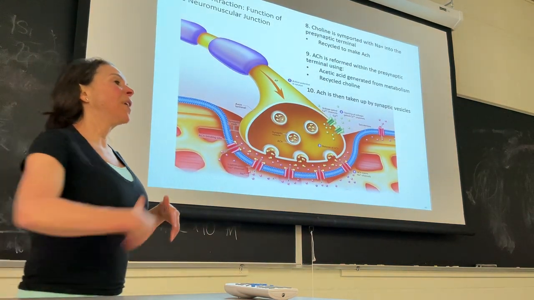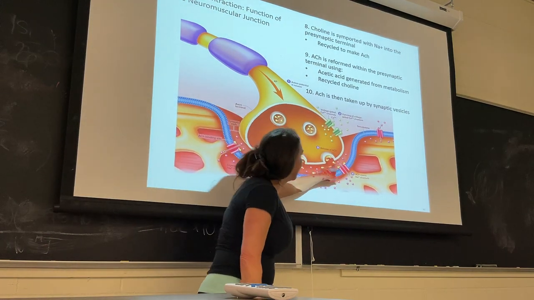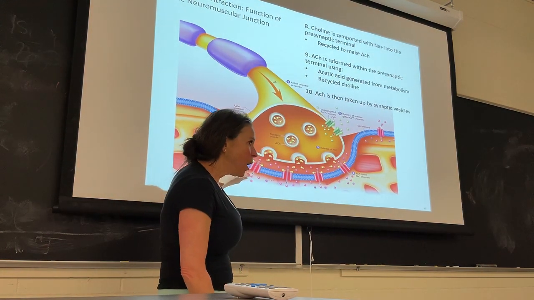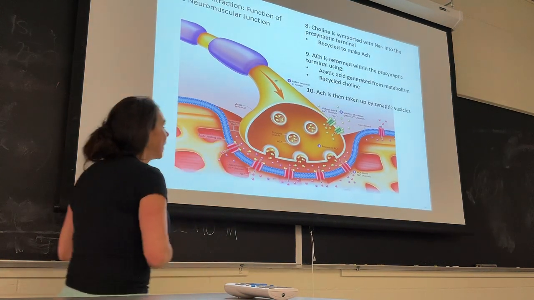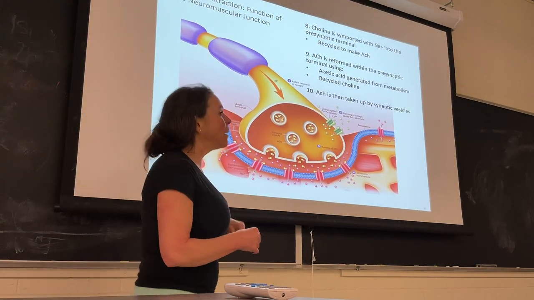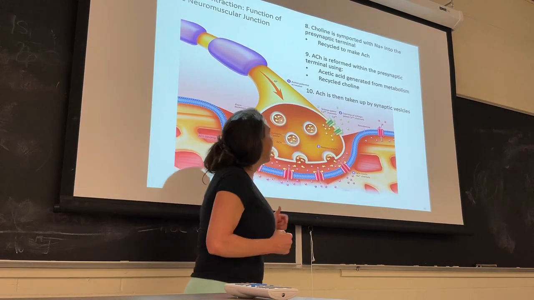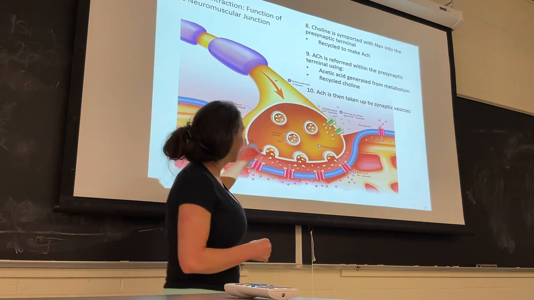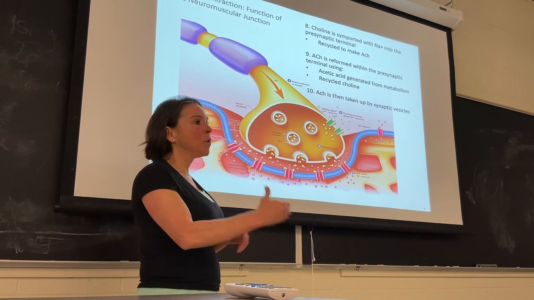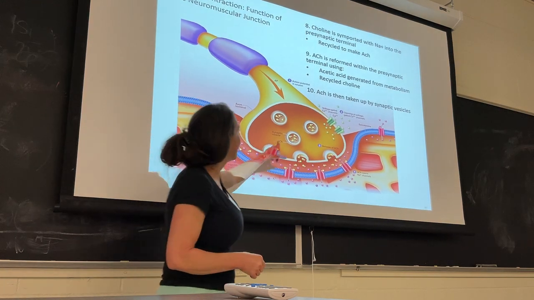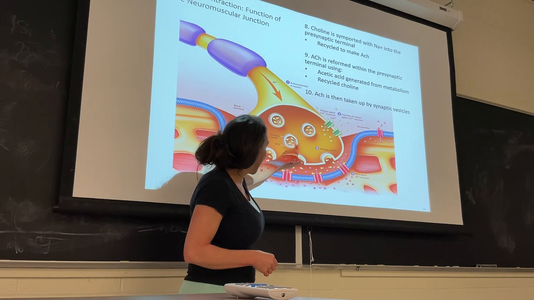So again, we have that enzyme, acetylcholinesterase, that will break down the acetylcholine located in the synaptic cleft into its constituent components. Choline will be symported, meaning transferred together with sodium, back into the presynaptic terminal, and it's recycled to make new acetylcholine, where it's then repackaged in these presynaptic vesicles.